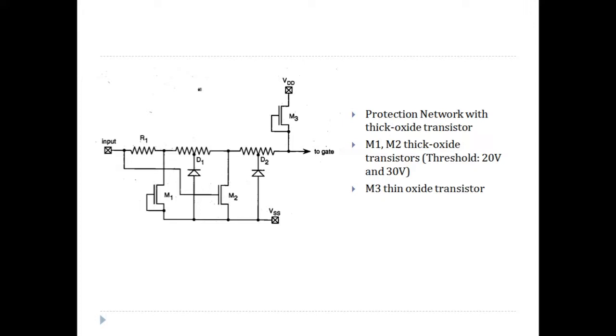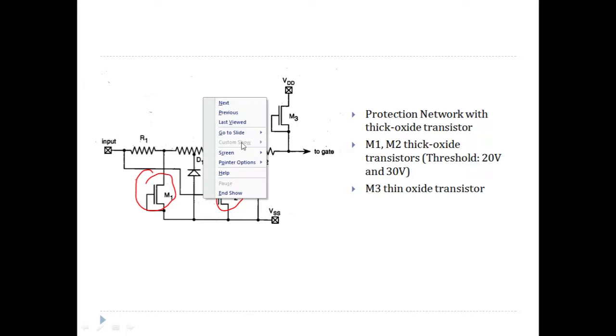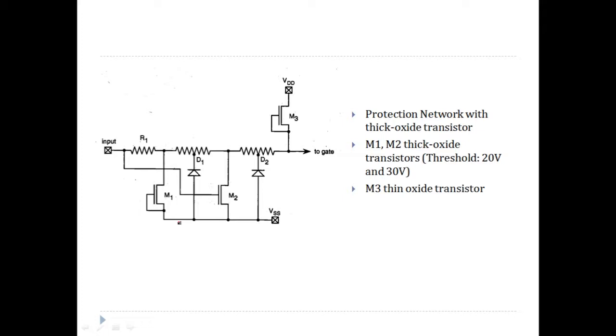So here, this protection network consists of thick oxide transistors. Here there are two transistors, M1 and M2. These are the two thick oxide transistors, which have a threshold of 20 volt and 30 volt respectively. And there is another transistor, M3, which is a thin oxide transistor. Now let's see how these circuits work and how this protects the internal circuit from the voltage stress.